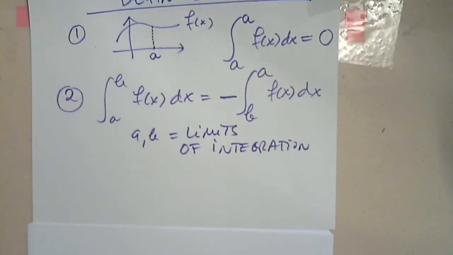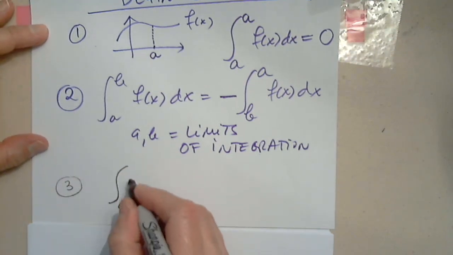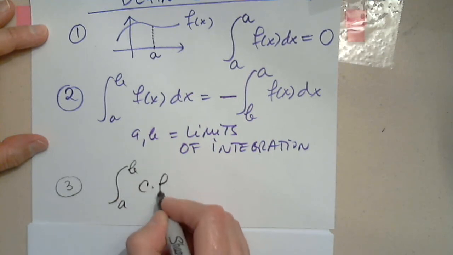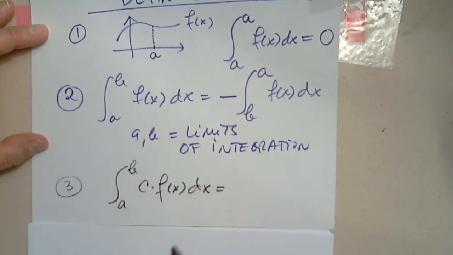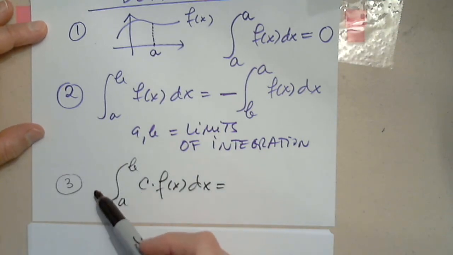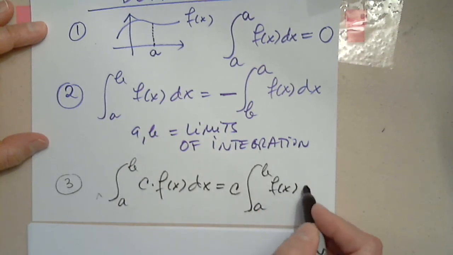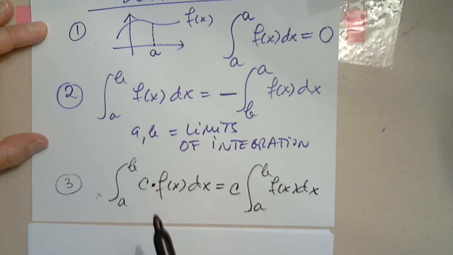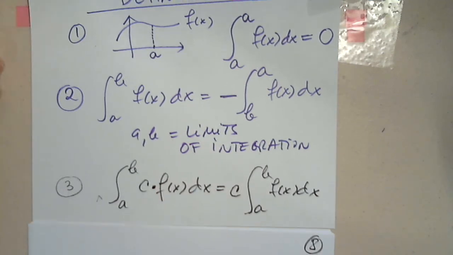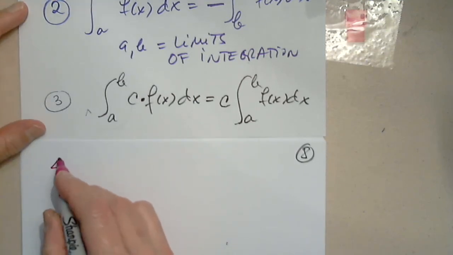The next one, number three, very popular, the integral from a to b of a constant times a function dx. The same property as we had for limits. C goes in front. So this is C times the integral from a to b of f of x dx, as long as this is a factor, of course. Any questions so far? Okay, thank you.